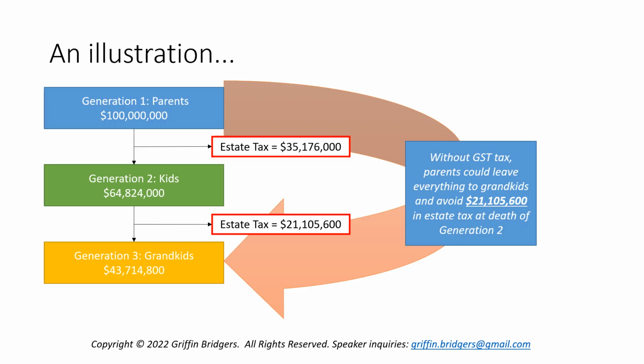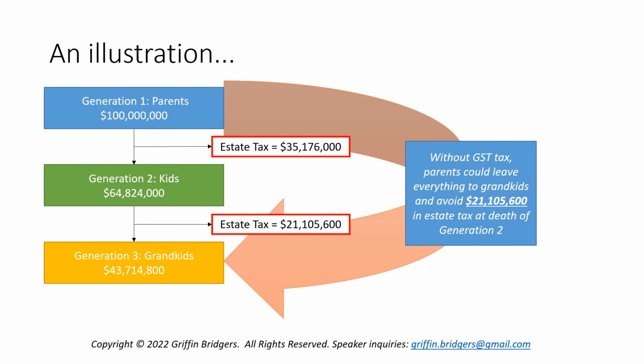But to refresh our memory, I want to give you the visual again of what the GST tax is aiming to help the IRS avoid, which is missing out on a layer of estate tax. So this is following a hypothetical where there's $100,000 in wealth being transferred between generations, and if it were to pass to generation 2, there'd be an estate tax of $35 million and change. When generation 2 leaves it to generation 3, there's a potential estate tax of $21 million and change, which depletes the estate down to $43 million and change across two generations.